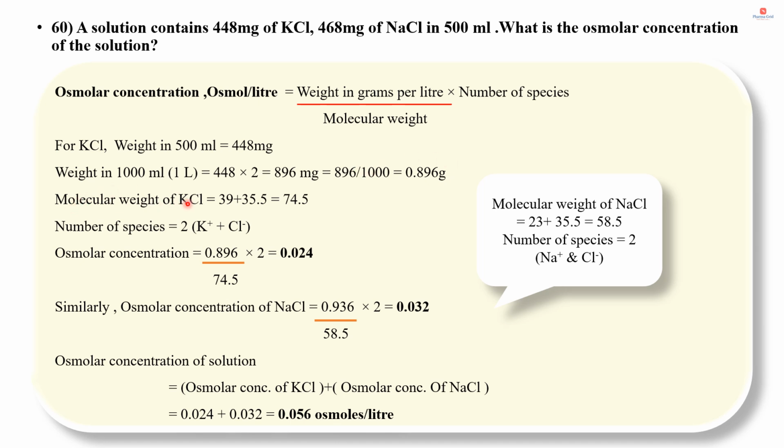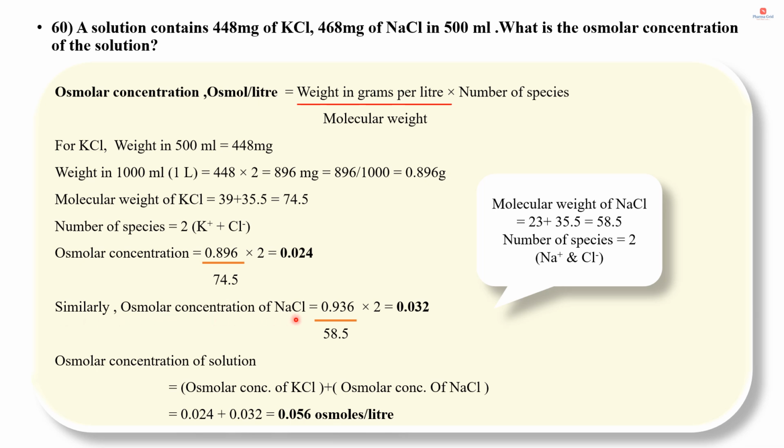And the molecular weight of KCl is equal to 39 plus 35.5. 39 is the atomic weight of potassium and 35.5 is the atomic weight of chlorine. That is equal to 74.5. And number of species is equal to 2, that is in potassium chloride, K plus and Cl minus are present. So substitute all these values in the equation for osmolar concentration. So osmolar concentration is equal to 0.896 divided by 74.5 into 2, that is equal to 0.024. So this is the osmolar concentration of potassium chloride.